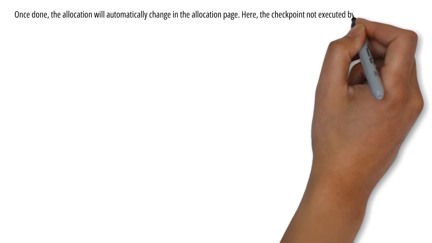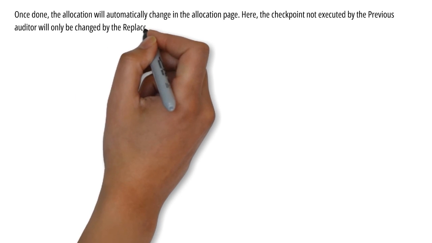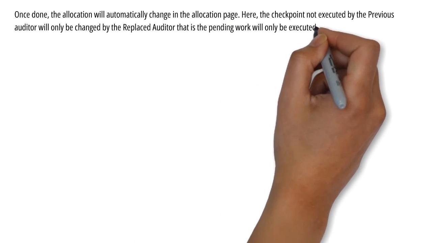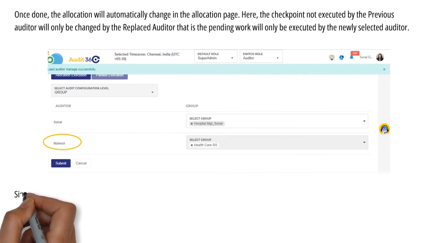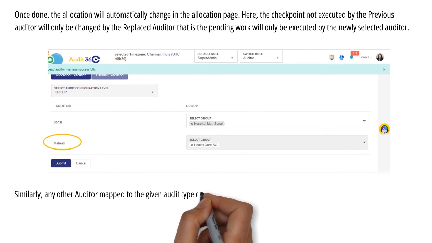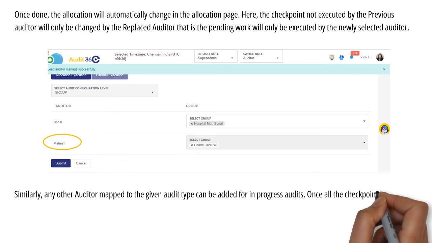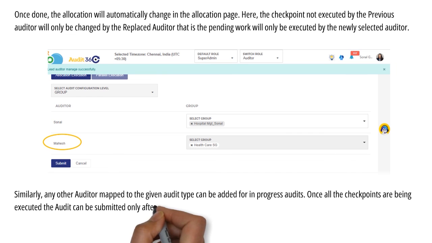Here, the checkpoints not executed by the previous auditor will only be changed to the replaced auditor. That is, the pending work will only be executed by the newly selected auditor. Similarly, any other auditor mapped to the given audit type can be added for in-progress audits. Once all the checkpoints have been executed, the audit can be submitted only after that.